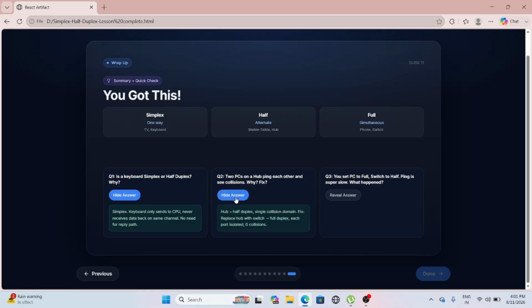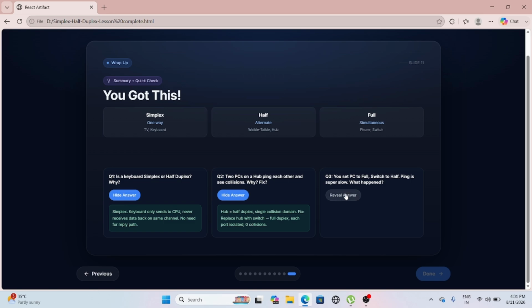Question number two. Two PCs are connected to a hub. If both transmit at the same time, what can happen? A collision occurs because the hub creates a shared half duplex communication environment.